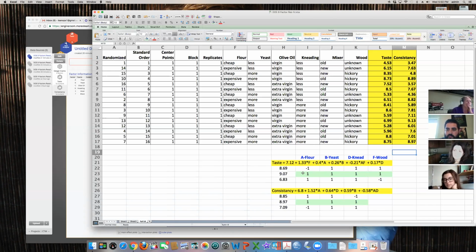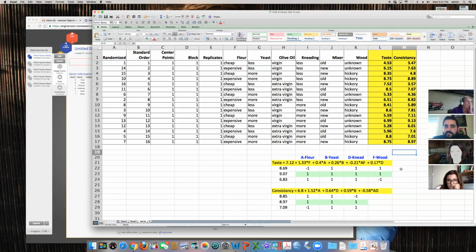So the best overall thing I could do with this particular model was to have expensive flour, more yeast, more kneading, and hickory wood gave me the best output. Was that, Dominic, similar to what you came out with when you ran additional experiments on there? Yeah, I got a higher score, but it's the same thing. Right, where I had 1s for taste and consistency.